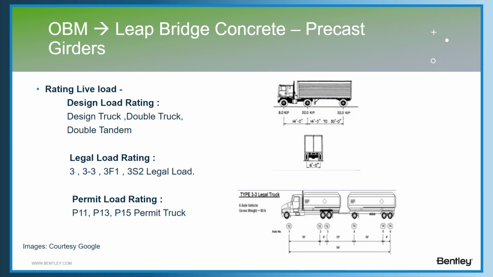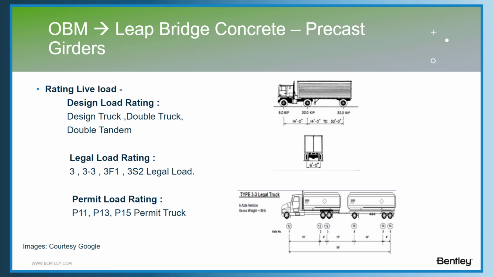So what are the different types of live load the LEAP Bridge Concrete precast girder module can handle? Under design load rating, we can run design truck and double tandem. Under legal load rating, 3-3-3-F1 and 3S2 legal load. And under permit load rating, P11, P13, P15 permit trucks can be run in the program. Users can also customize their vehicle and run it in the program, and they can get the design as well as the rating information.